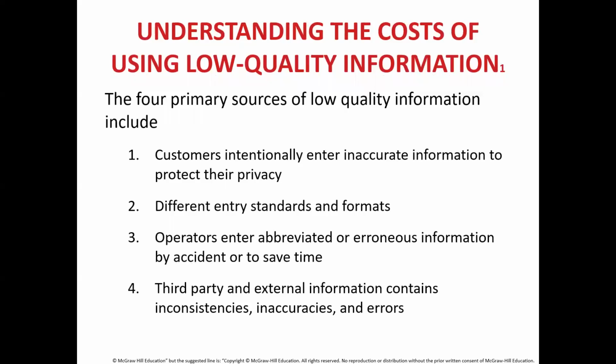Understanding the costs of using low quality information. The four primary sources of low quality information include: customers intentionally enter inaccurate information to protect their privacy, different entry standards and formats, operators enter abbreviated or erroneous information by accident or to save time, and third-party and external information contains inconsistencies, inaccuracies, and errors. Addressing the above sources of information inaccuracies will significantly improve the quality of organizational information.